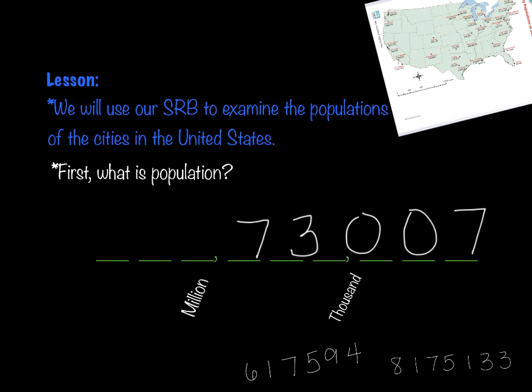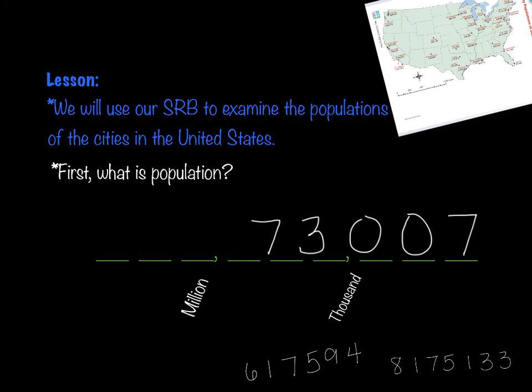Okay, so we have 73,007. Now, what is the value of the 3? How many thousands do we have in that number? Hopefully you said 3,000, because that is the digit that is in the thousands place. What if I asked you how many 10,000s we had? Hopefully you answered 7. Okay, so you can kind of get the gist of what we're doing here.